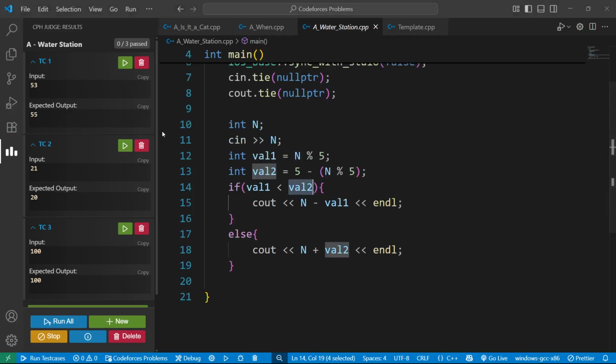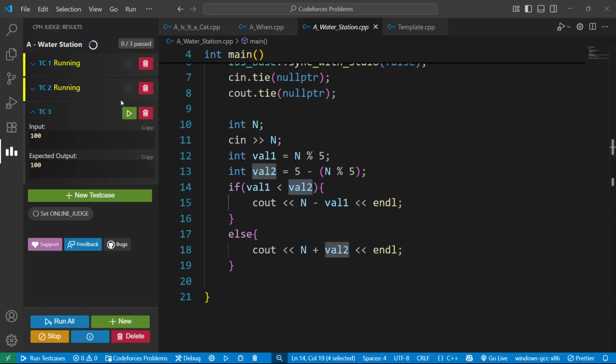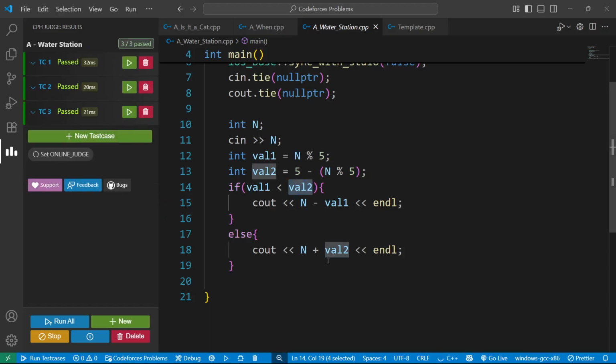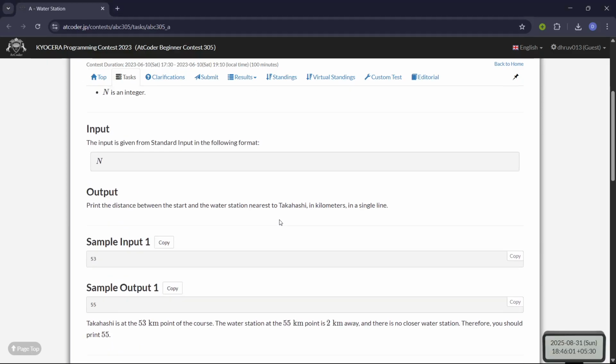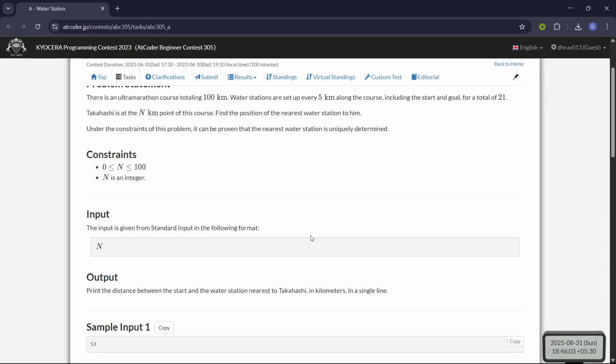That's how it will run for every input, like 6, 21, 100, everything. I have already submitted this question and it is working absolutely fine for every edge case. That's how you have to think of every edge case and build the intuition. Try some pen and paper, and then you can solve this question perfectly.